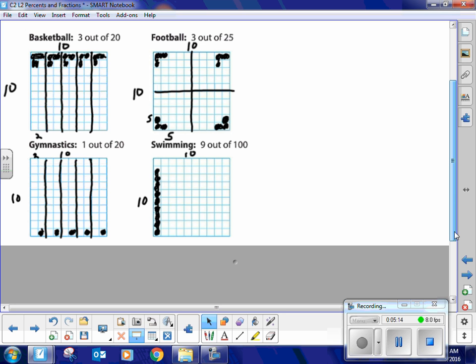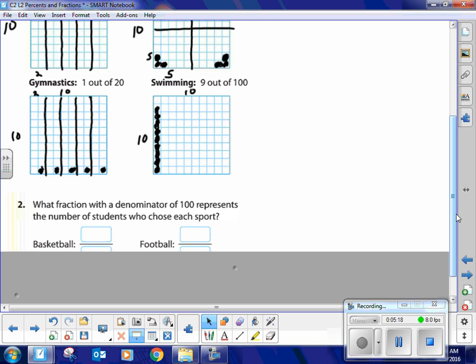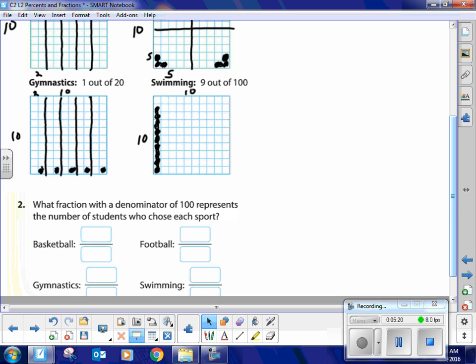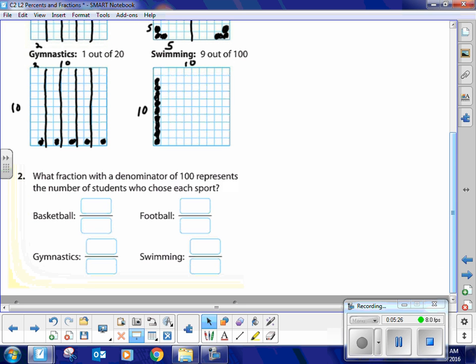So the next thing it's asking us is what fraction with a denominator of 100 represents the number of students who choose each sport. So it already told us what denominator it wants us to use. So go ahead and fill in 100 as the denominator for each one of these. Now, believe it or not, we've already solved this. All I got to do is go back up and count the number of shaded boxes that we have in each one. The easiest one is swimming. Look, that's 9 out of 100. So we can just put 9 right here. Ta-da, we're done with that one.